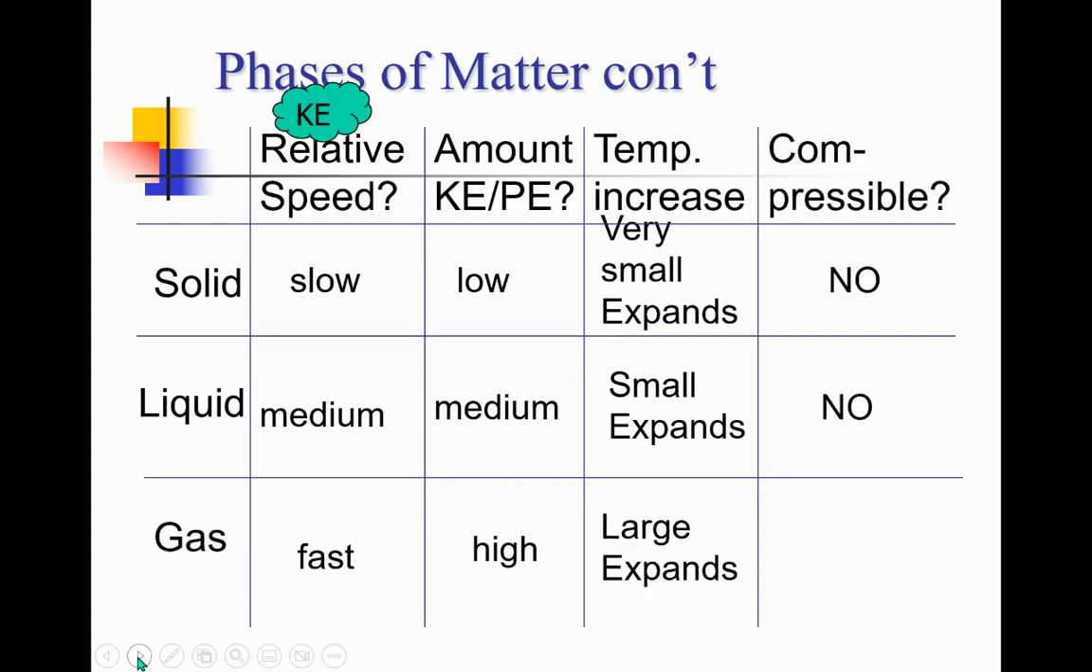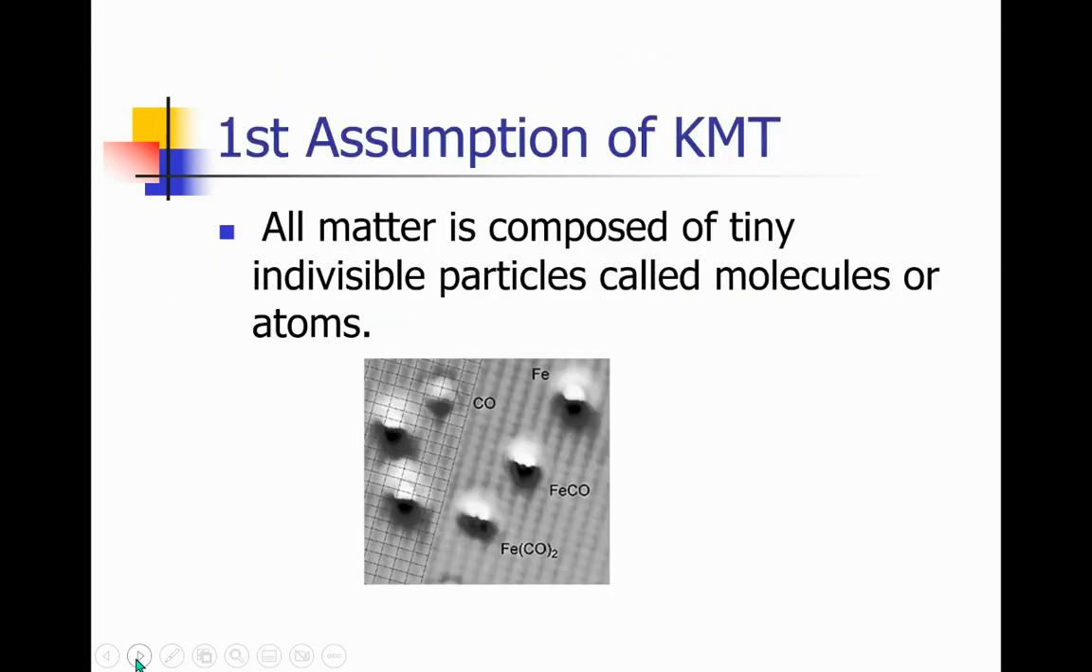Compressibility has to do with whether, if you apply pressure to it, you will be able to decrease the volume. Kinetic molecular theory has some assumptions. What that means is we're going to simplify and talk about just a few small parts of the way motion of molecules is affected. The first assumption of KMT is that all matter is composed of tiny indivisible particles called molecules or atoms. We've been learning since the beginning that we know that's not true.